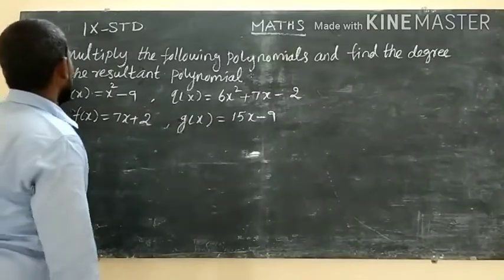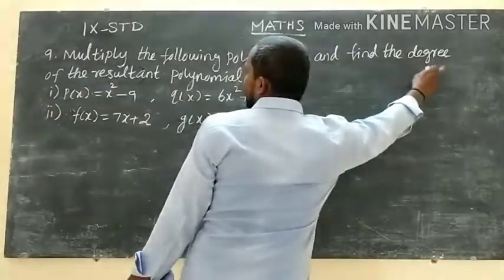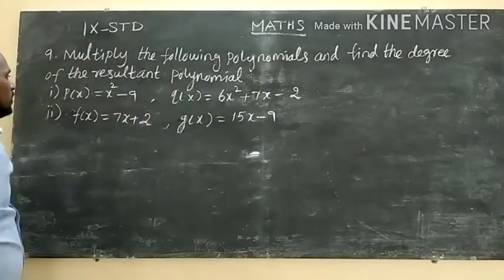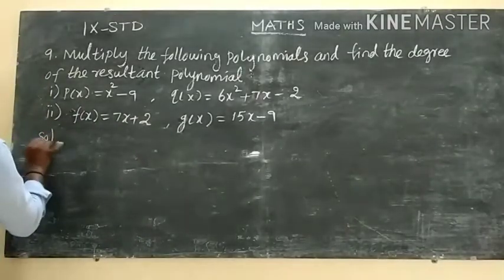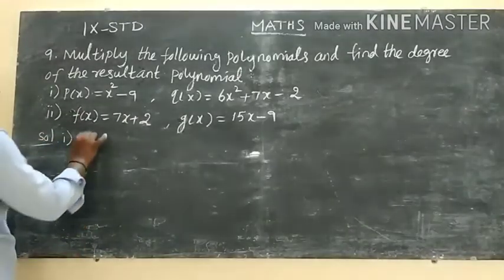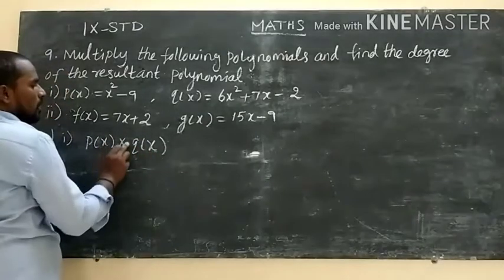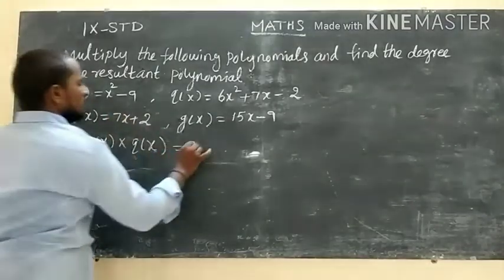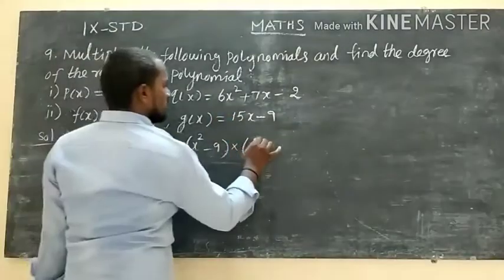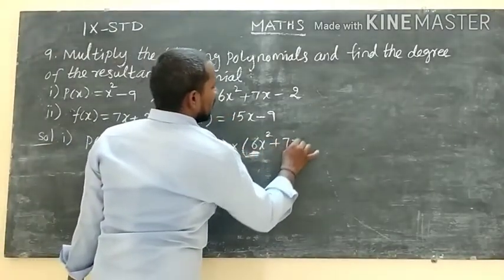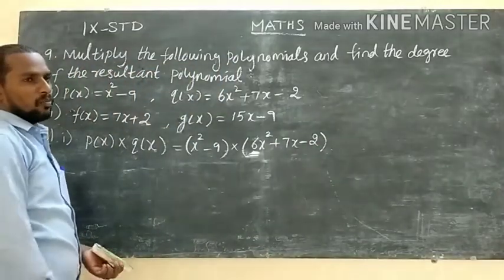Okay, next 9th question. Multiply the following polynomials and find the degree of the resultant polynomial. So now this is a multiplication of polynomials. The solution for the first question, p of x into q of x. This is the multiplication. This is equal to p of x, x square minus 9, into q of x, 6x square plus 7x minus 2. Okay. Already known the distributive property.